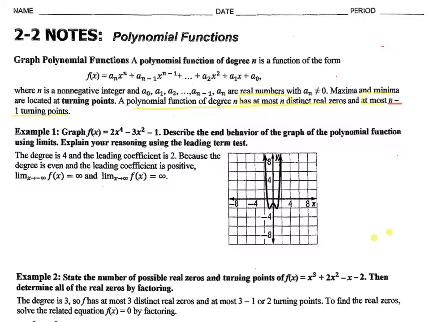See, this is separated, and that's why it's a little confusing. But let me put the turning points here. A polynomial function of degree n has at most n real zeros. So this is one fact right here. And at most n minus 1 turning points.